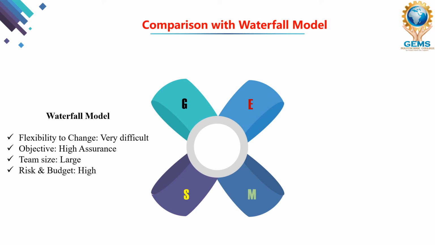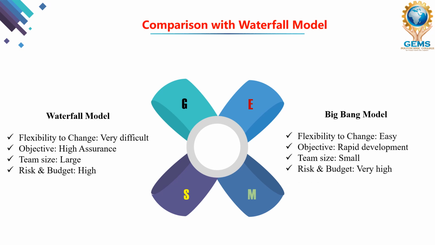in case of the waterfall model and in case of the Big Bang model, if you talk compared to the flexibility, then waterfall model is very difficult. That means waterfall model is not flexible in nature, but Big Bang model easily can accept. That means flexible in nature. If you're talking with respect to the objective, then waterfall model high assurance.